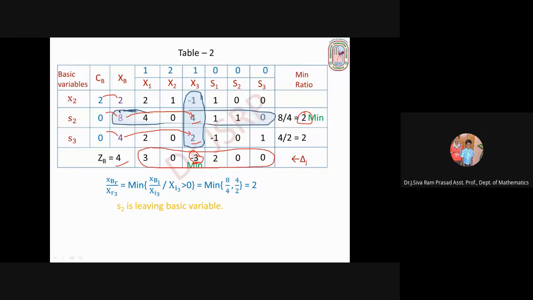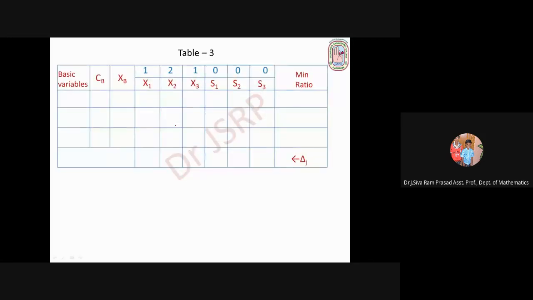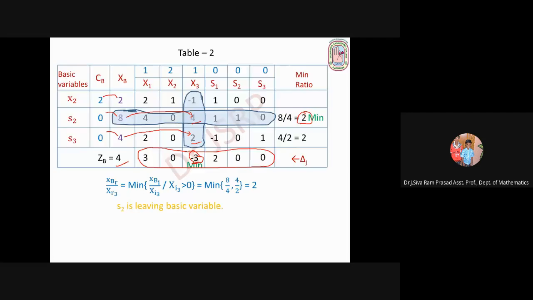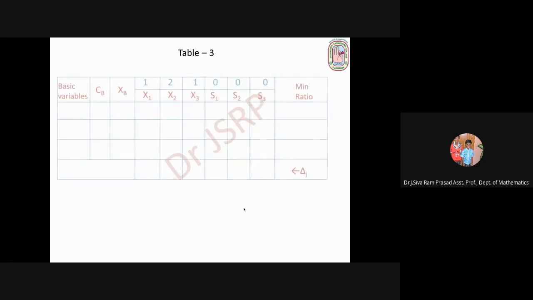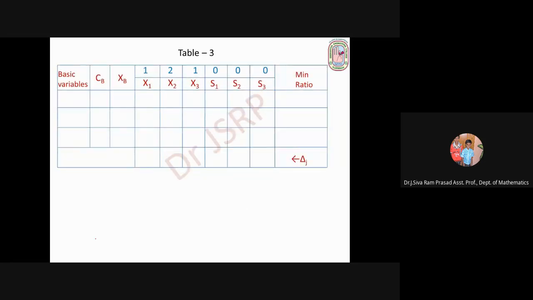So circle S2 row. Okay. Table 3. S2 is leaving basic variable. Same structure.